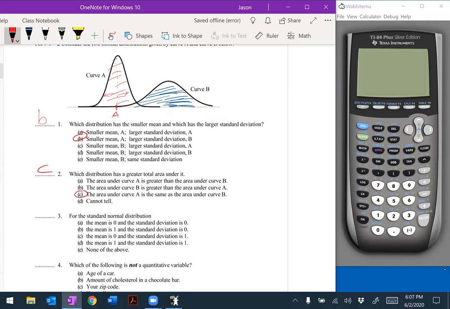That's a B. Oops. That's a B for that one. Okay, for the standard normal distribution, the mean is 0 and the standard deviation is 1. So that would be C again.